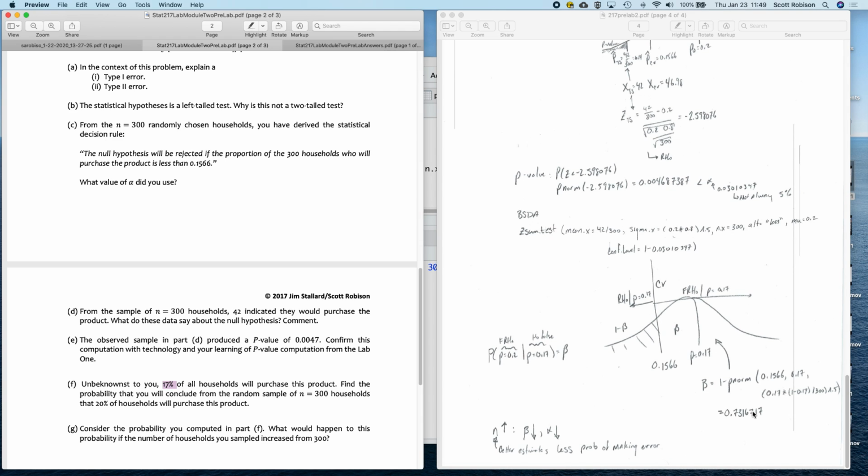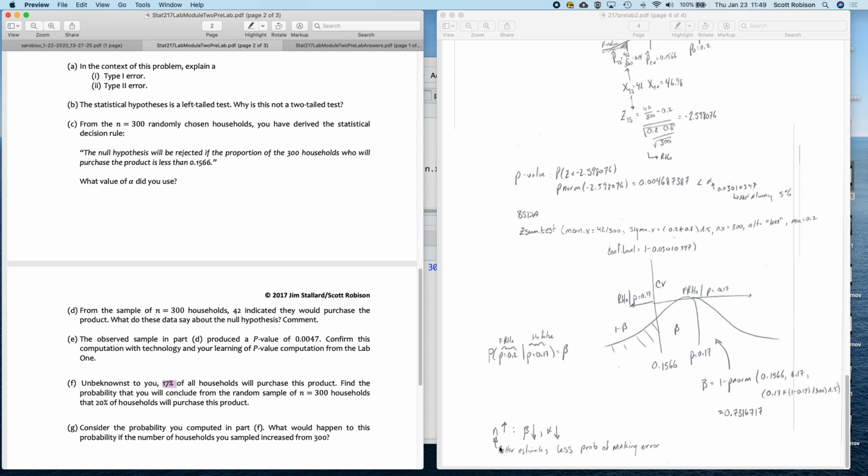So here we found the probability of making a type 2 error, which is that we would believe that the null hypothesis is actually 0.2 when it's actually 0.17. It's just about 73%. And finally, the last question says, what would happen if instead of only asking 300 people, you asked more than 300 people? So you could look at the formulas and see where n resides in the formula. And because it's in the denominator of a denominator, it might be a little bit confusing.